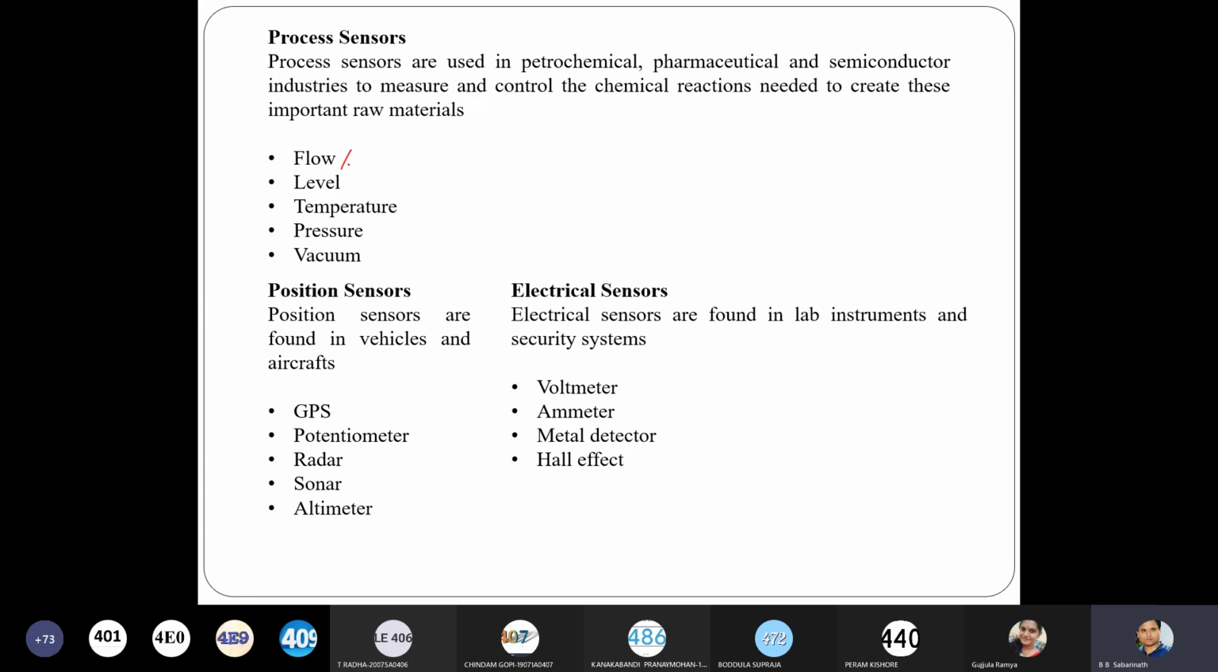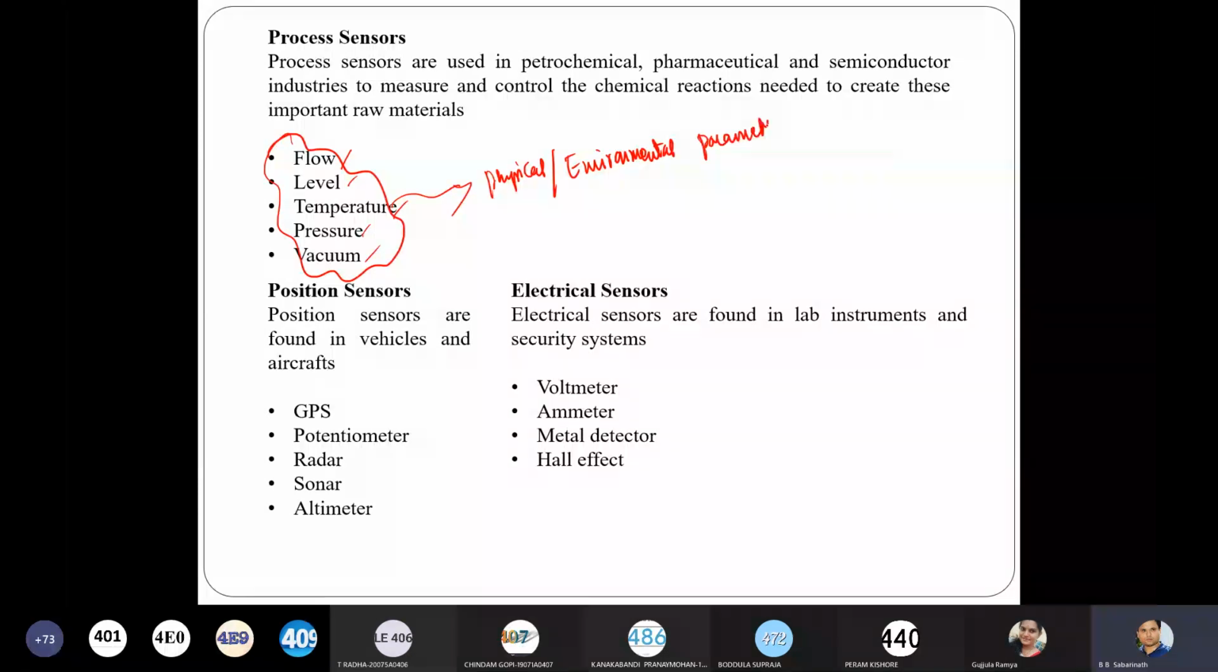We have flow, level, temperature, pressure, vacuum. These are all different physical or environmental parameters which we are interested in, right or not? So for example, what is flow or level?